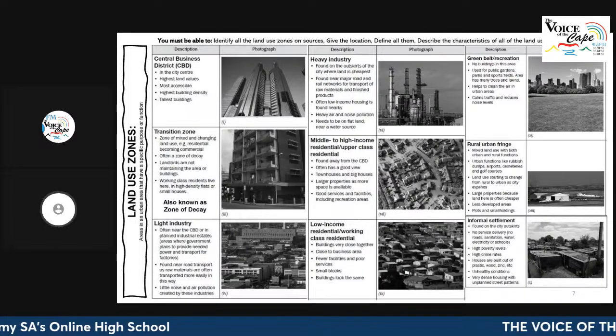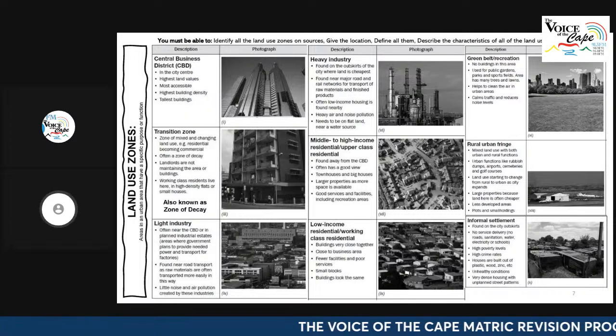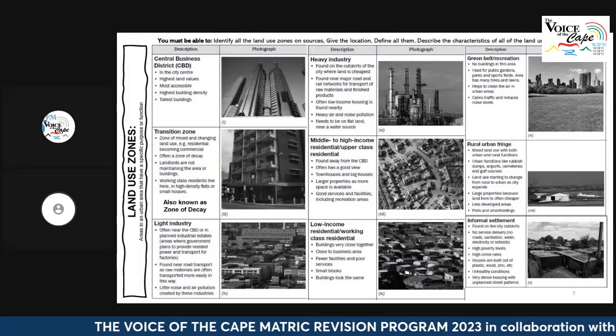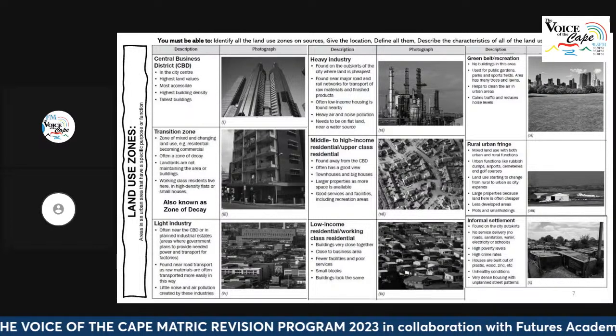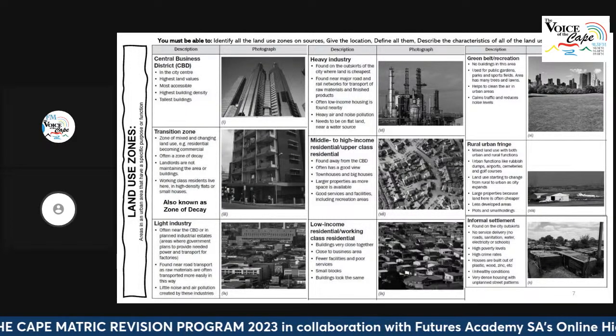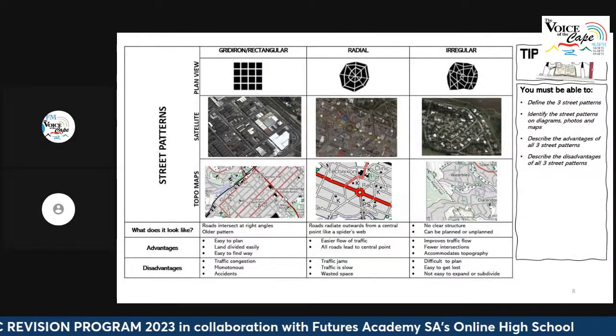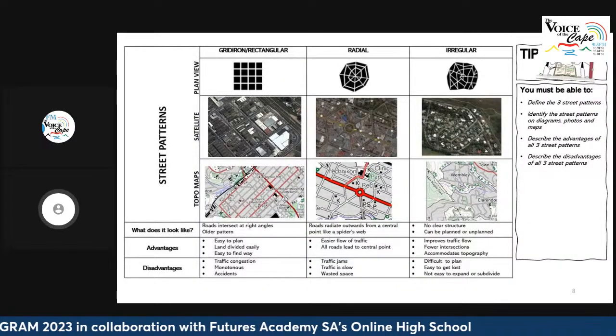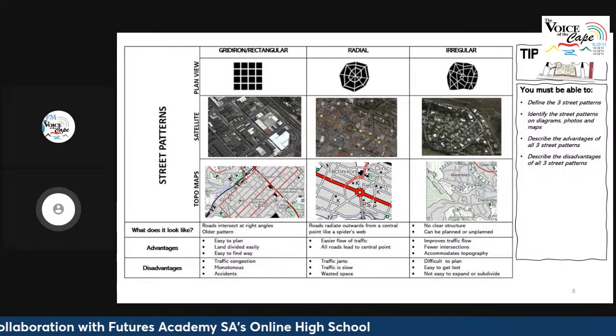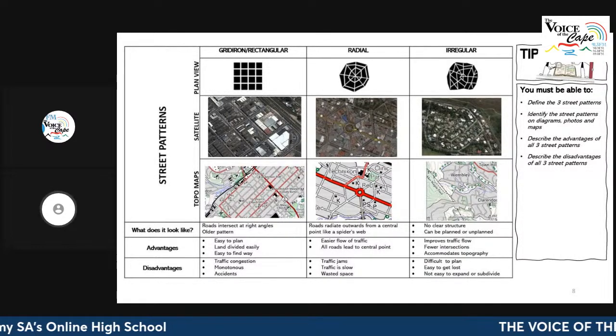So remember, transition zone, CBD, and rural urban fringe are the concentrated areas you're going to look at if you get a question based on your land use zones. Street patterns often come most commonly in your mapwork section, where you need to be able to recognize the different types of patterns.